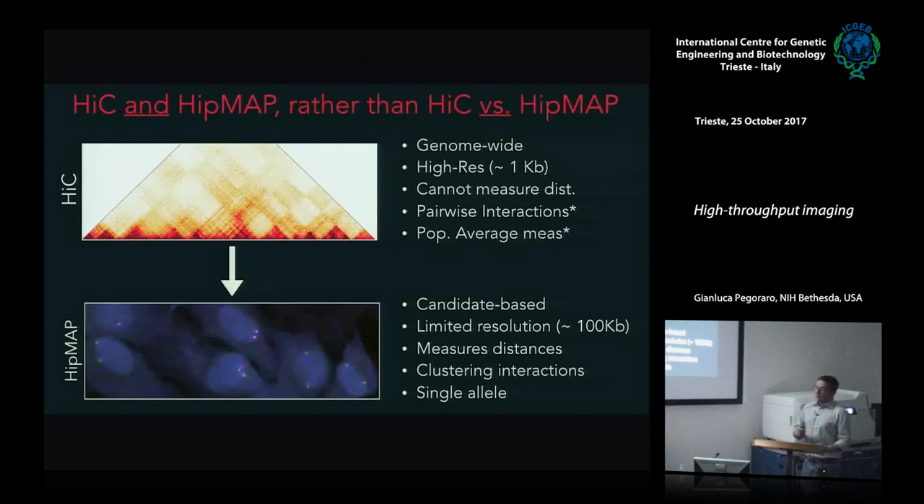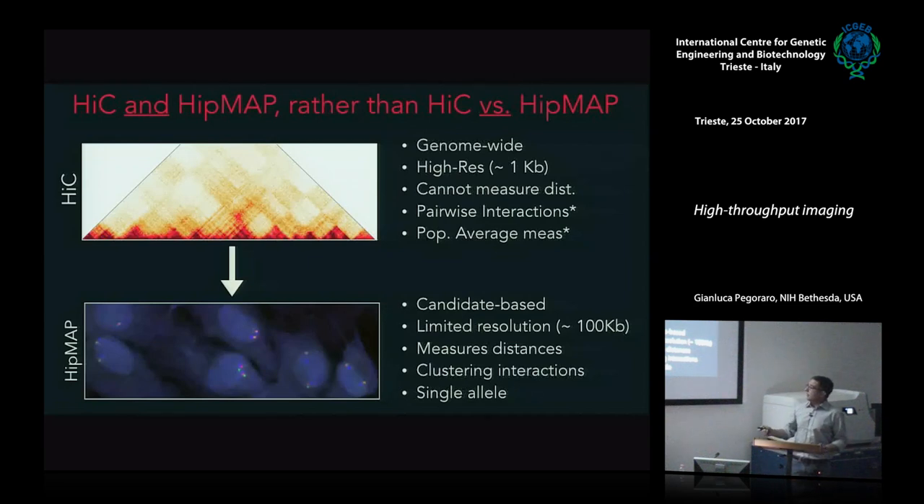This technique, though, really presented us with the opportunity to bridge the gap between the biochemical techniques in Hi-C and fluorescence microscopy. As I mentioned, Hi-C, the 3C family of techniques, is genome-wide and high resolution, but cannot measure physical distances. It only measures interaction frequencies. For the most part, it can only measure pairwise interactions, and most importantly, it only measures averages of interaction frequencies over millions of cells.